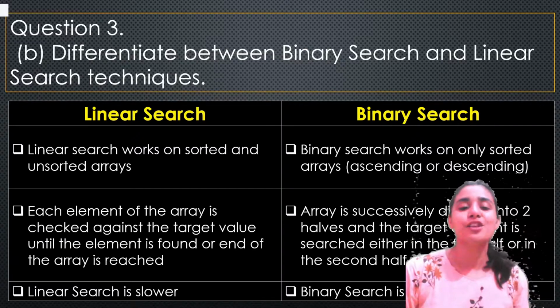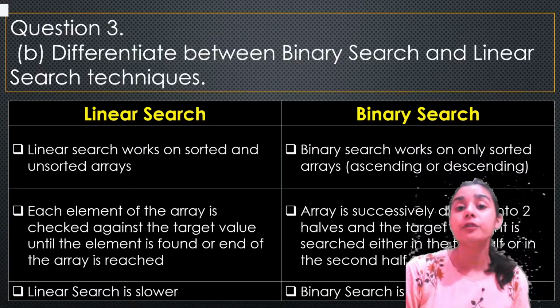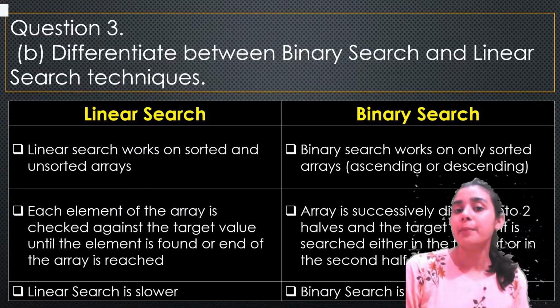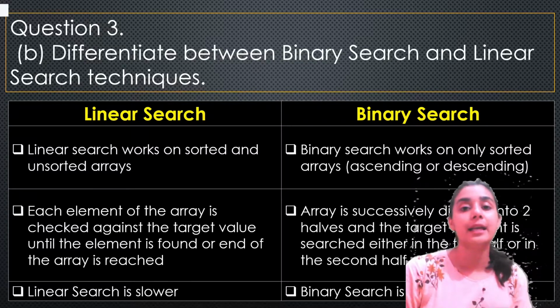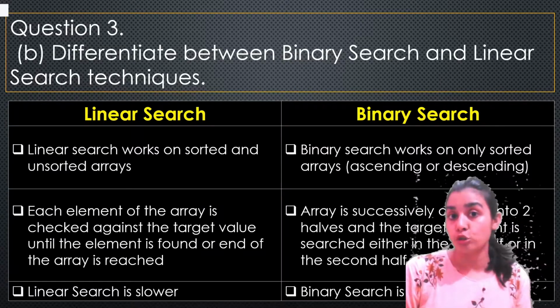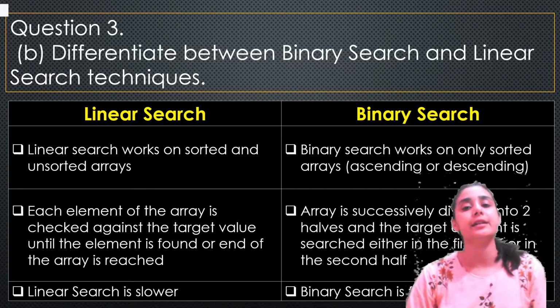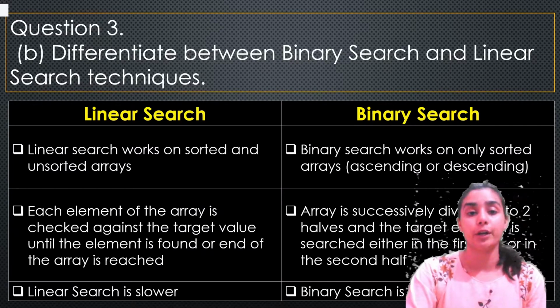Again, there is a difference question, and you just have to differentiate with the help of a table only, which means the tabular form must be there. So differentiate between binary search and the linear search technique. These are both very important questions, and you can find them in Section B also. Make sure that you know everything about binary search, linear search, bubble sort, and selection sort. These are very important questions.